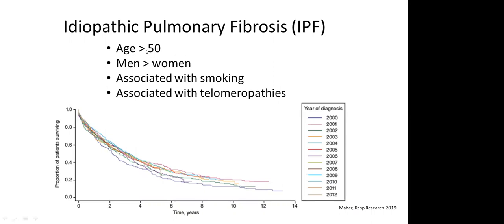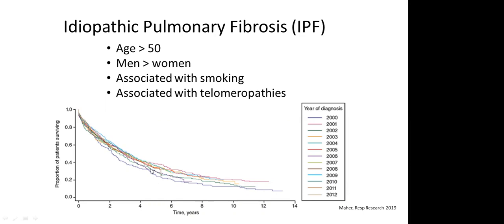So it mostly affects men over 50. It also does affect women, but predominantly men, predominantly age over 50. It's basically unheard of under age 50. So if you're dealing with a young person, you don't think about IPF. It is associated with smoking and is associated with telomeropathies, which we had talked about earlier, or like the advanced aging types of things, like advanced graying, which makes me nervous for Dr. Pamelia, and other things. I didn't think of that.